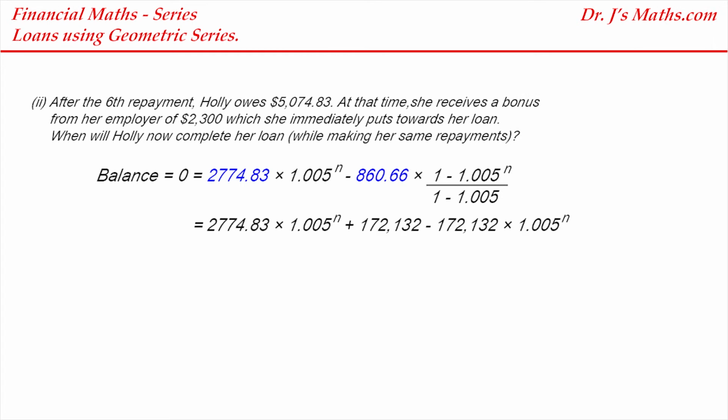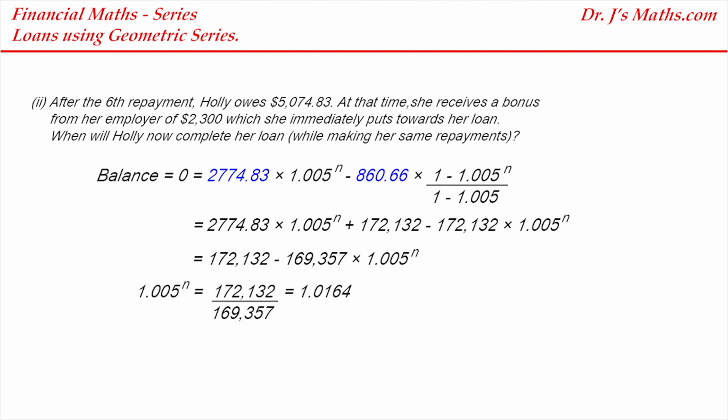So we expand the brackets and we then collect our like terms, and we have 172,132 minus 169,357 times 1.005 to the n. Dividing, you get, and you can simplify it if you wanted to, 1.0164 for the division.